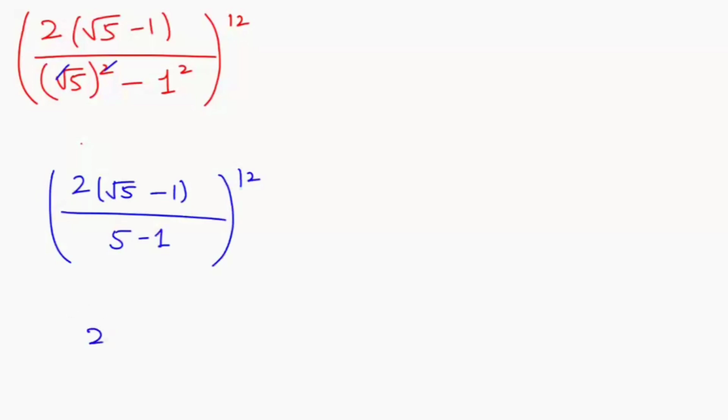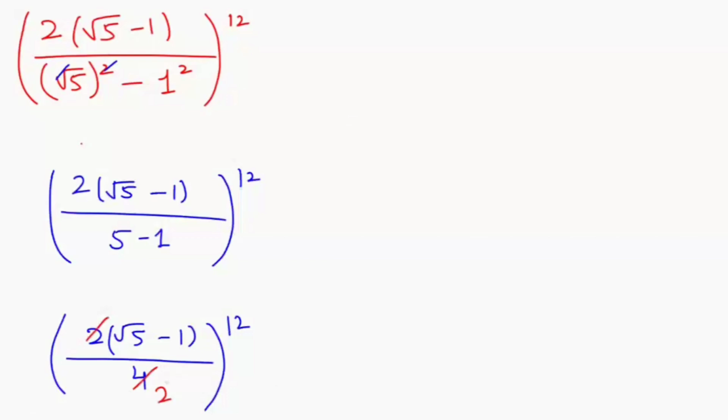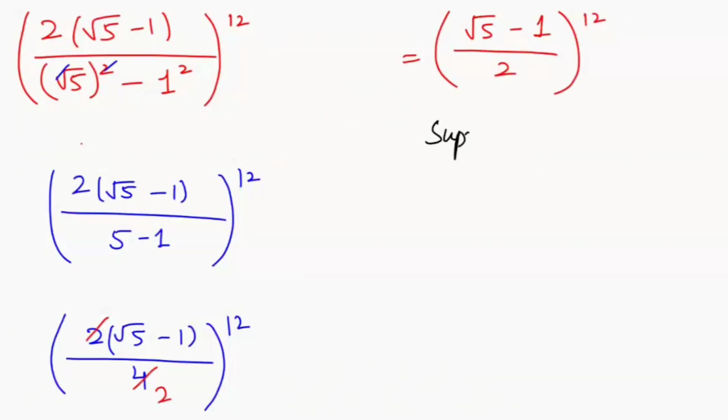Here this 2 times root of 5 minus 1, I am going to write the same, and 4 is remaining, whole to the power of 12. Now this will be reduced to 2. So the next expression we get is root of 5 minus 1 over 2, and whole to the power of 12. Now here I will suppose x is equal to this inner value, root of 5 minus 1 over 2.